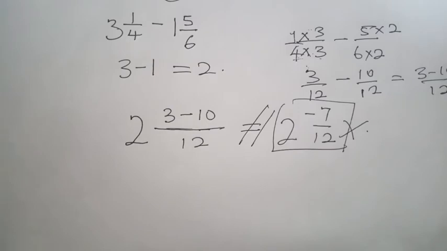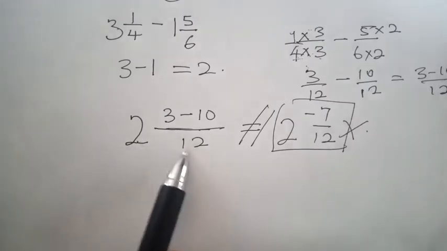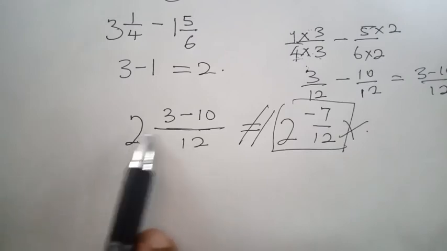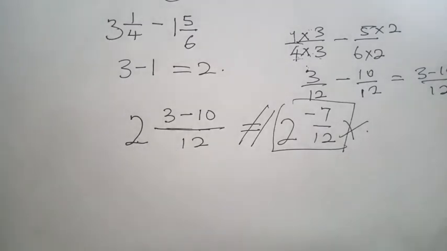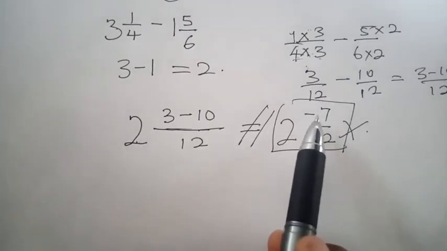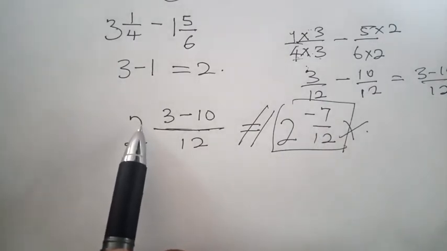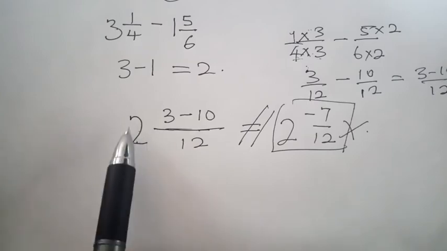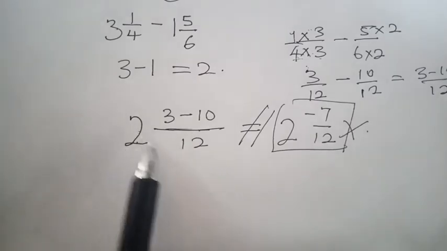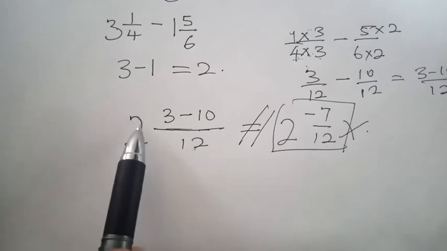In fact, because of this reason, I'm going to do another video which explains the meaning of whole number. This 2 means that this 12 is 2 times in this place. So what am I going to do? 3 minus 10, I will not want to have this kind of minus 7. So I will borrow 1 from this 2. This 2 means 24, because 12 is 1 here, but this 12 is 2 times. That means 24. Now I'm going to borrow 1.